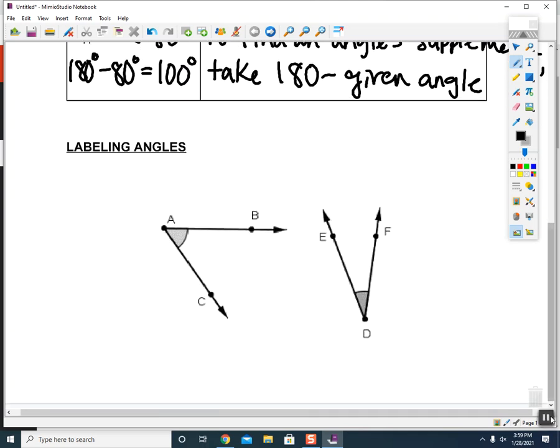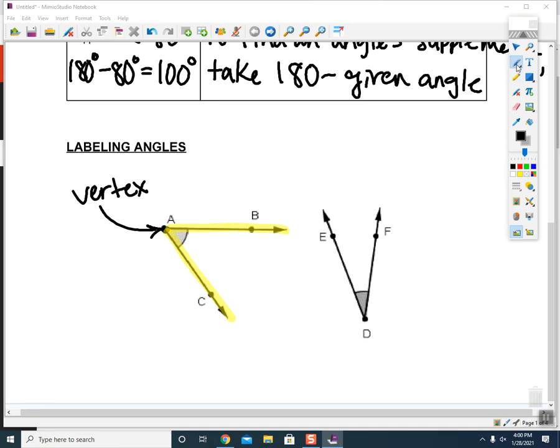Okay, and then I wanted to do labeling, which we haven't really done. I should have probably done this with 7.1, to label some of the parts of an angle. One of the most important parts is where this letter A is, and this is what we call a vertex. The vertex is the point, the corner of our angle. I have two other parts of this, right here and right here.